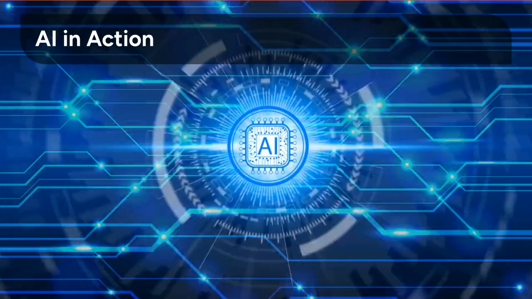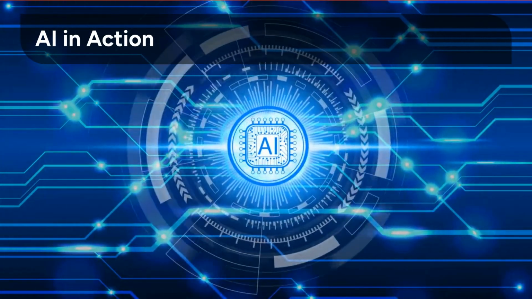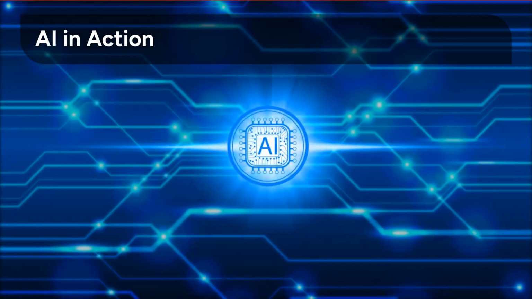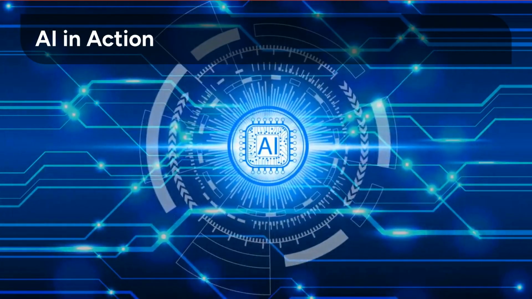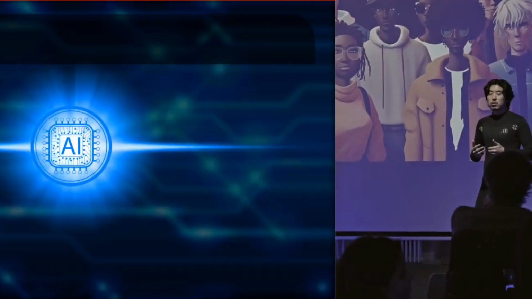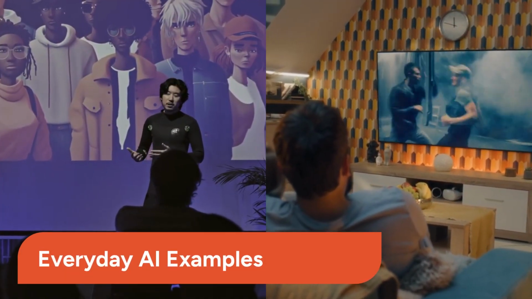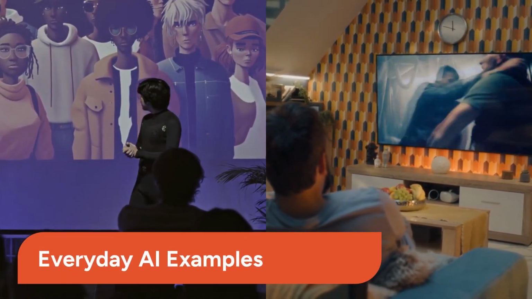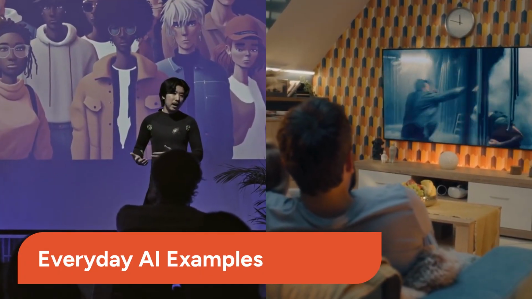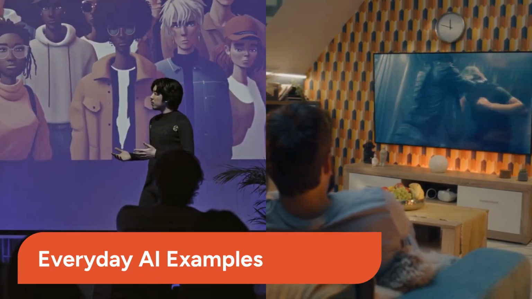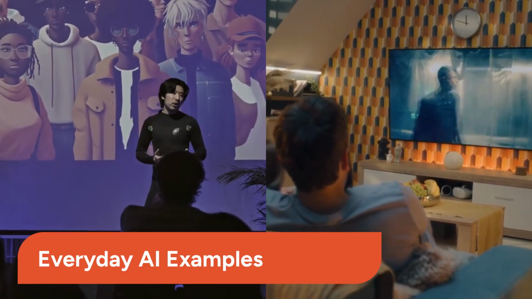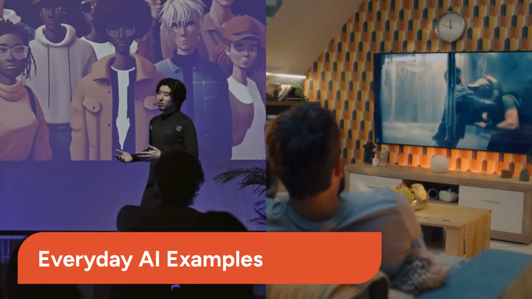AI is already integrated into countless aspects of our daily lives and is transforming industries. Let's look at some practical applications you might already be familiar with. In your everyday life, AI powers voice assistants like Siri and Alexa, recommends movies on Netflix, and helps navigate with GPS. It's quietly making our digital interactions smoother and more intuitive.